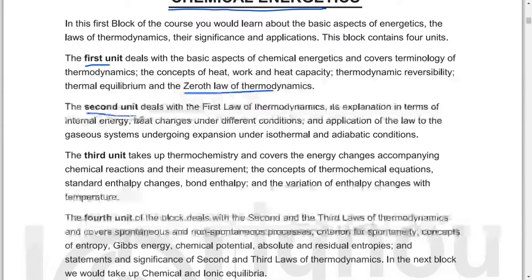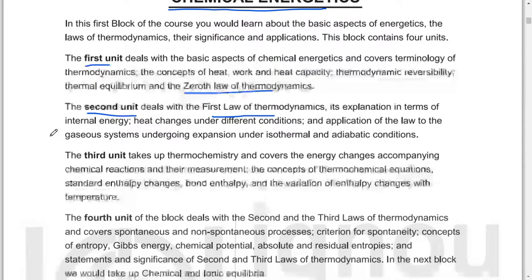The second unit deals with the first law of thermodynamics, its explanation in terms of internal energy, heat changes under different conditions, and application of the law to the gaseous system undergoing expansion under isothermal and adiabatic conditions.